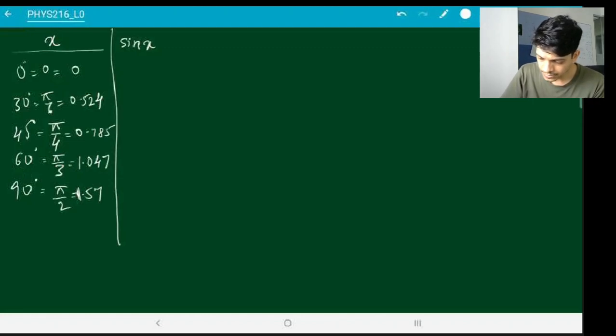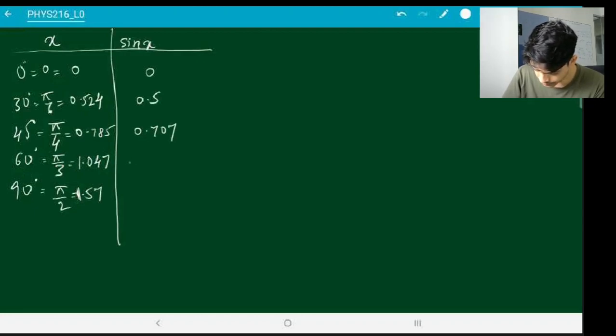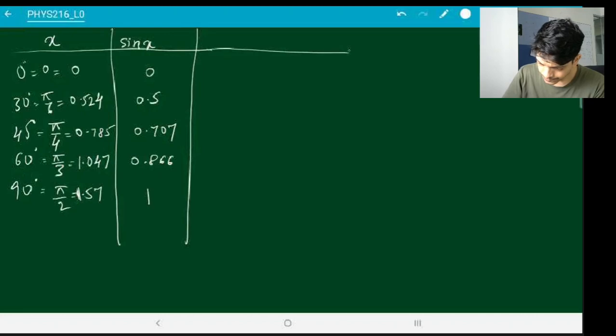And then what is the value of sine at each of these? Sine of 0 is 0. Sine of 30 degrees is half. Sine of 45 degrees is 1 over root 2, 0.707. Sine of 60 is root 3 by 2, 0.866. Sine of 90 is 1. And then I can also find what is the error.